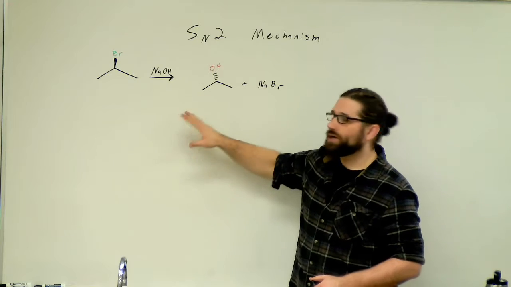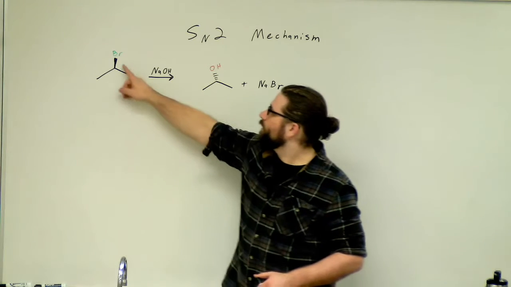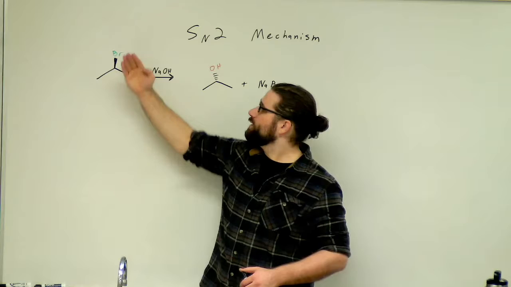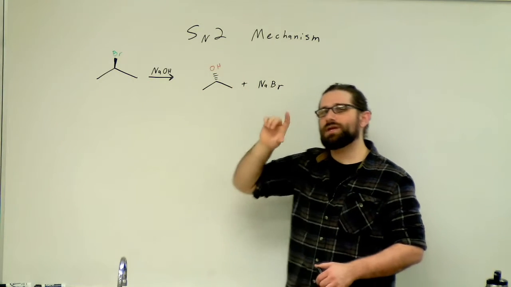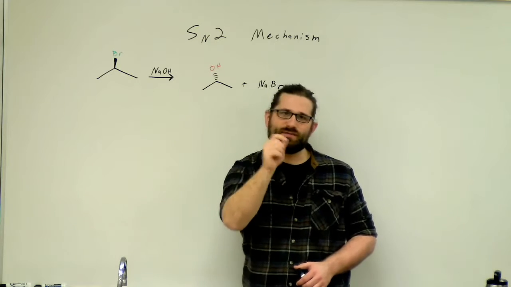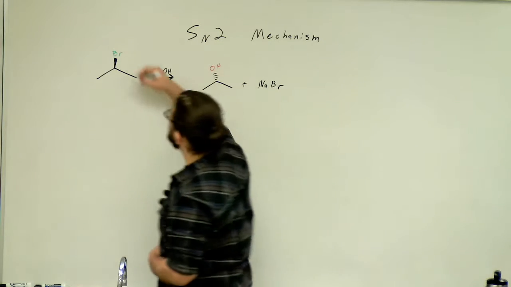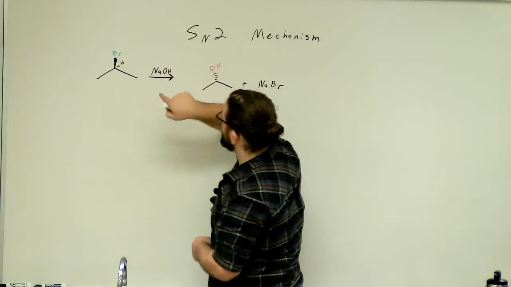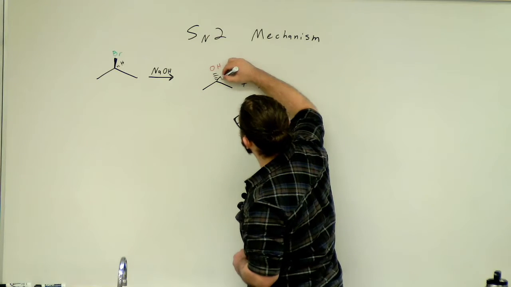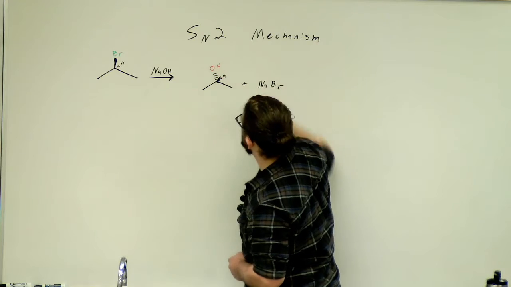In this reaction, I want you to notice something. The bromo here is sticking up out of the board. The hydroxide is into the board. My stereochemistry got inverted here. If I were to draw out my hydrogens, I've got a hydrogen going to the back, and here I've got a hydrogen coming forward.